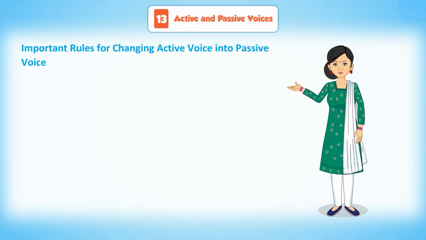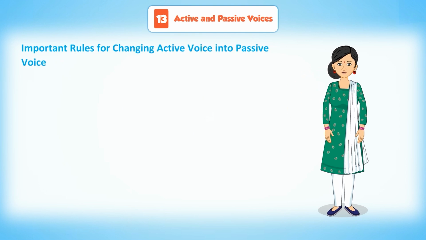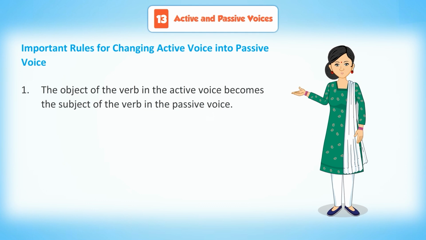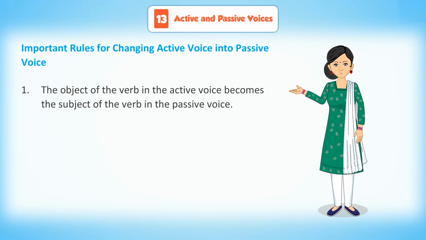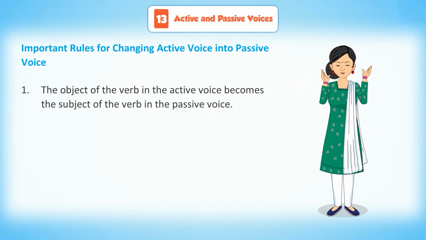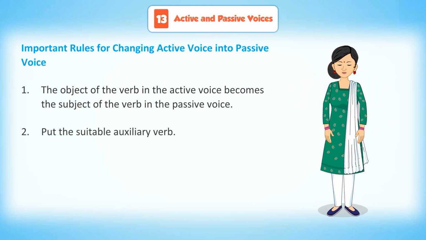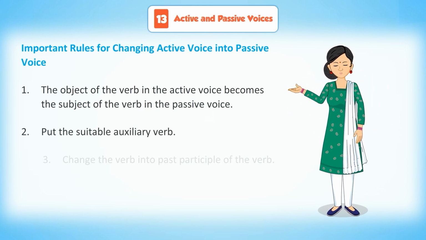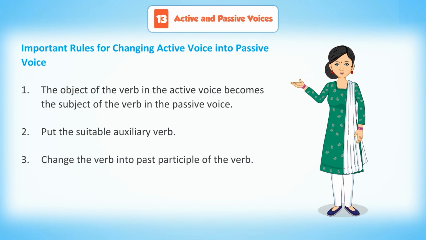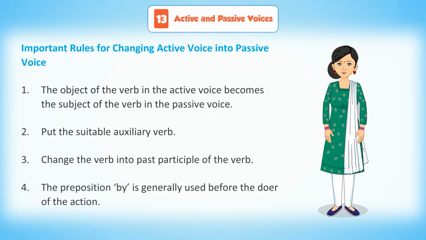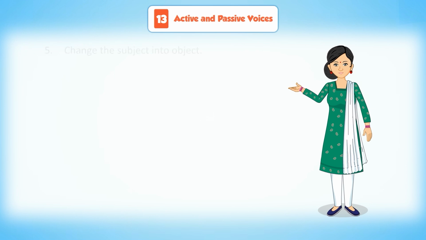Important rules of changing active voice into passive voice. First, the object of the verb in the active voice becomes the subject of the verb in the passive voice. Second, put the suitable auxiliary verb. Third, change the verb into the past participle of the verb. Fourth, the preposition by is generally used before the doer of the action.